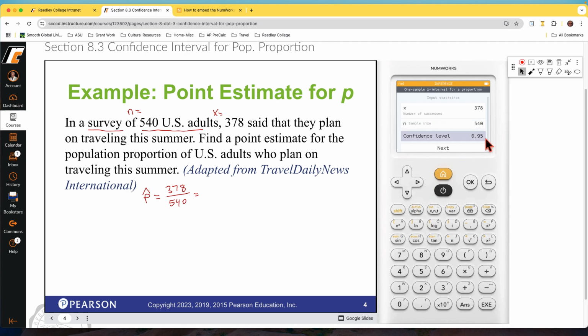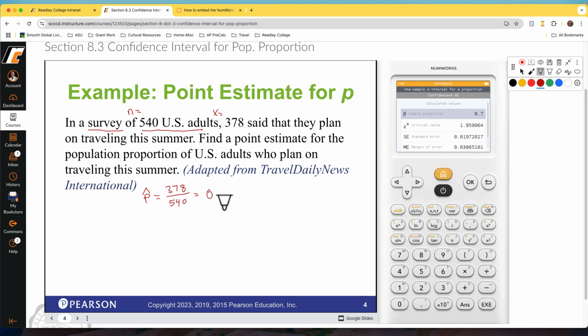And then we put our confidence interval. Well, they haven't mentioned a confidence interval, so we'll just leave it at 0.95 for now. If we later on get this and they change it on us, we will change that. Notice it has calculated p hat for us. It took 378 divided by 540, and so it tells us it's 0.7.